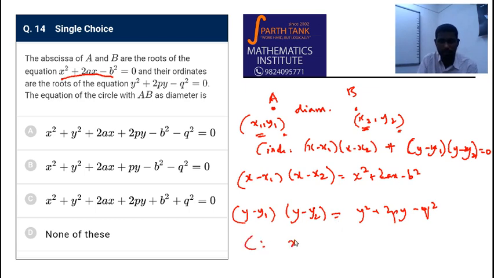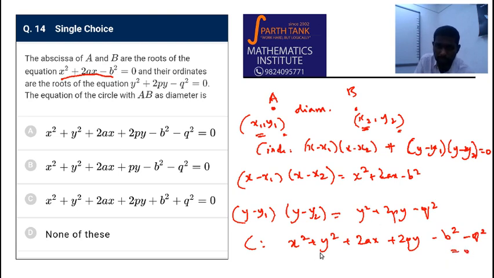So the circle's equation is x squared plus y squared plus 2ax plus 2py minus b squared minus q squared is 0. So option A, very simple. You don't have to calculate the roots at all. If you know that x1 and x2 are going to be the roots of this equation, then x minus x1 and x minus x2 is that equation itself. And since that is how the equation of the circle is written, it is this equation plus this equation is equal to 0.